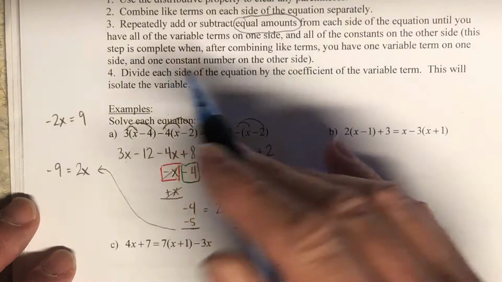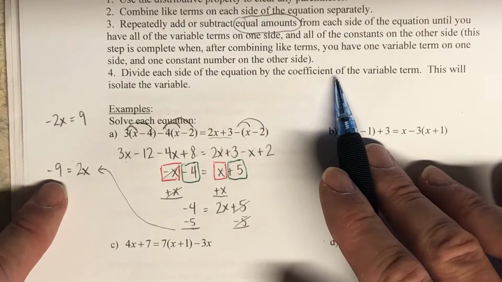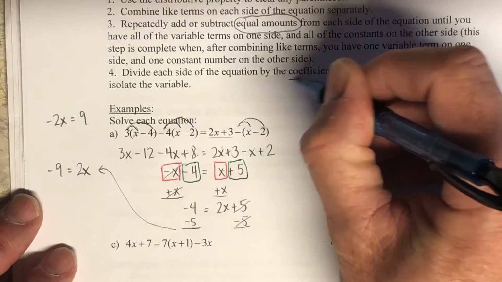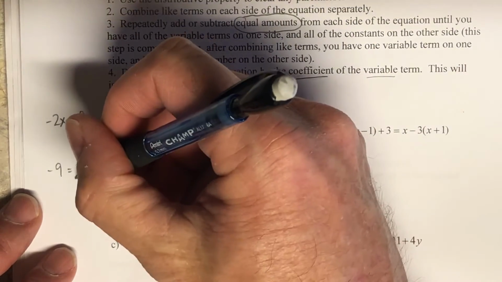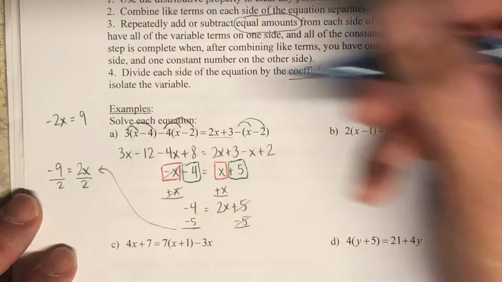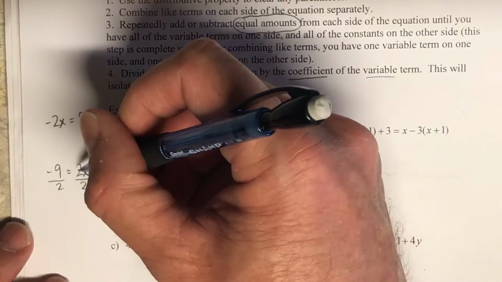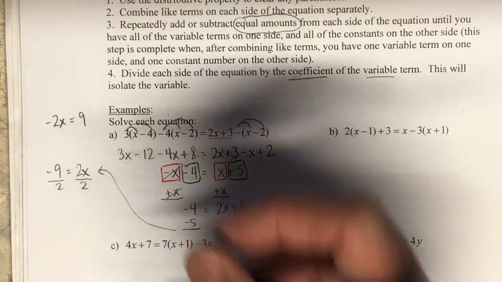Okay, then the last step is to divide each side of the equation, not by the negative 9. You've got to divide by the coefficient of the variable term. And so that would be 2, wouldn't it? Because that's the coefficient of the variable term. If that had been negative 2, you'd divide by negative 2. Okay, the 2s then will cancel right here.